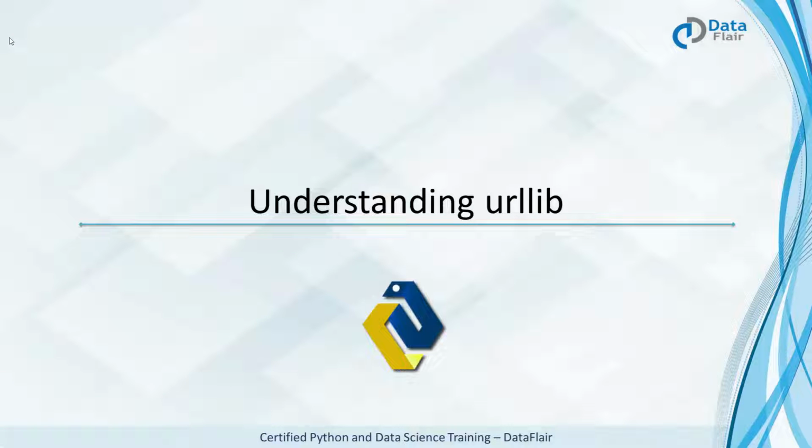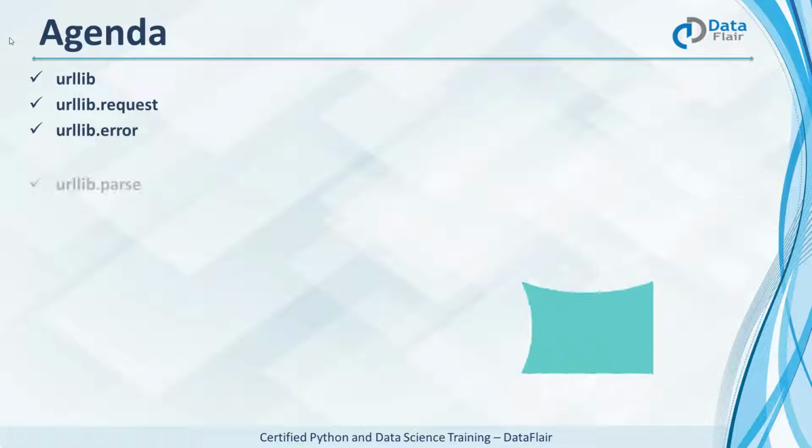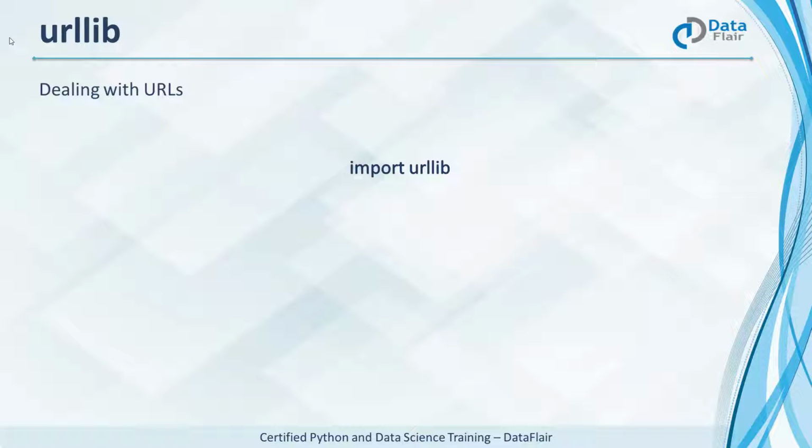Understanding urllib. Today we'll discuss urllib, the request module, error, parse, and the robot parser. urllib is a package with Python that has modules that help work with URLs, uniform resource locators. It has these four modules: request, error, parse, and robot parser.